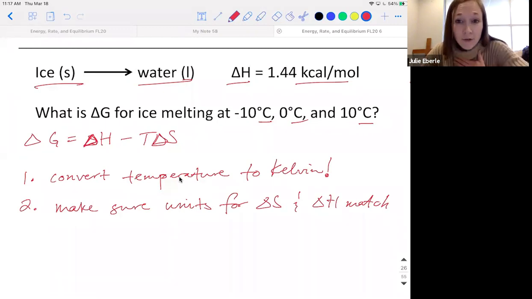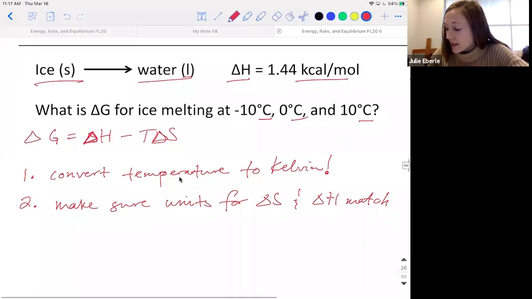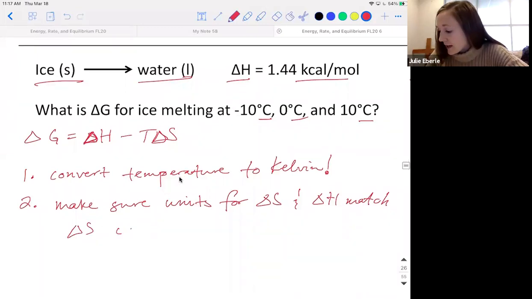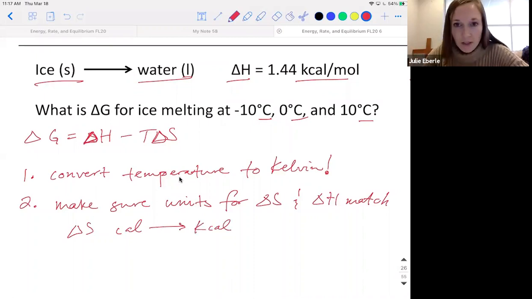What you're going to see me frequently do is take delta S and convert calories to kcals. Okay? I just keep it simple. I always do it one way. That way I'm never like, okay, which way do I need to do it? I just always do it this way.